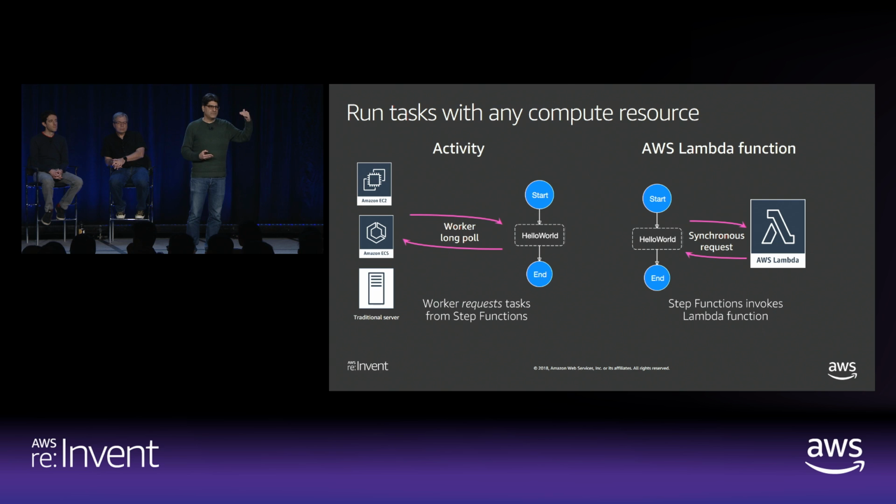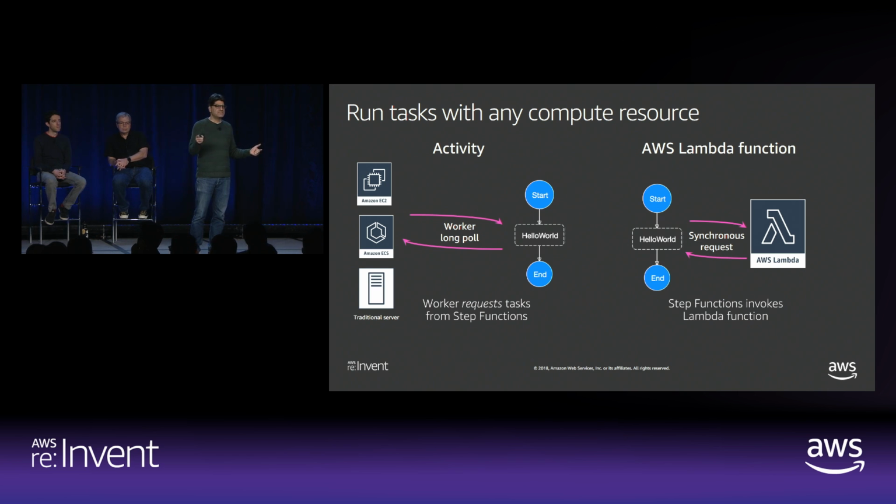So when Step Functions gets to a task state that's a type of activity, it schedules the work and waits for a worker to call in and say, hey, do you have a job for me? And if Step Functions says, yes, I do, it sends it the payload from the state, and it sends it a task token that maps back to that specific execution of the state machine. The worker goes off and does the work. When it's done, it sends the result back, and Step Functions maps that result back to the correct state machine.